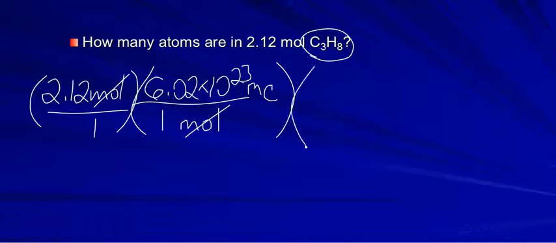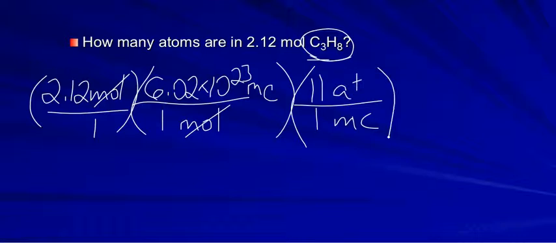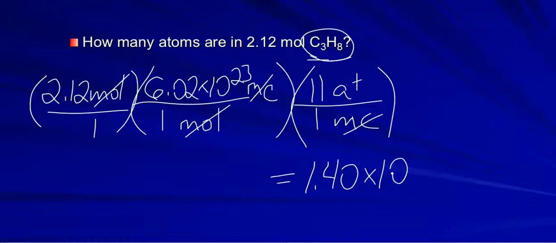How many atoms are there? Well, in 1 molecule, the total number of atoms, 3 carbon, 8 hydrogen, so that would be 11 atoms in 1 molecule. Very similar to the previous example. So 1.4 times 10 to the 25th atoms in 2.12 moles.